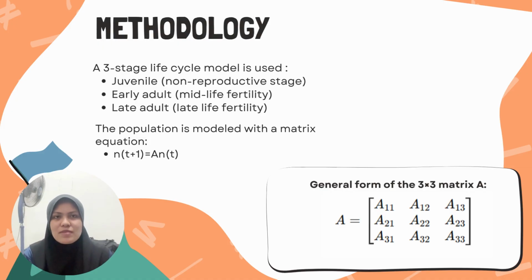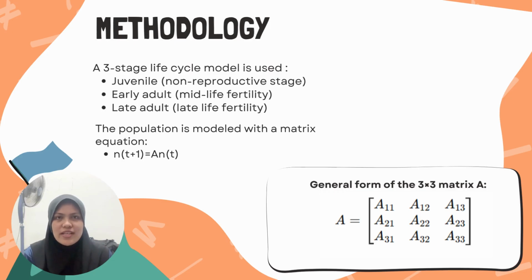Let me explain what this means. Row 1 consists of 0, 0.58 and 0.70. These are fertility values. Adult deer in stage 2 and stage 3 can produce young, which are juveniles. Row 2 consists of 0.14, 0 and 0. 14% of juveniles grow into early adults. And lastly, row 3 consists of 0, 0.77 and 0.80. 77% of early adults survive and become late adults. 80% of late adults survive to stay in the same stage. This matrix captures the whole life cycle of female deer.